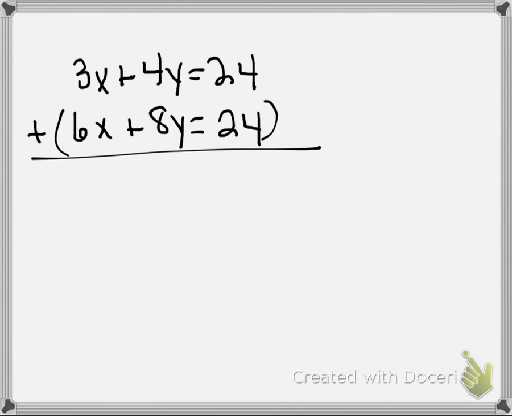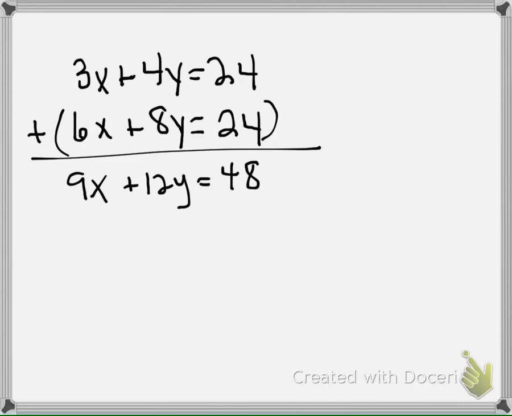What's 3x plus 9x? Why are you putting parentheses around it? That's what you're supposed to do when you add or subtract. 9x. What's 4y plus 8y? 12y equals 24 plus 24, 48. So what are you trying to solve for, x or y? That didn't work, did it?